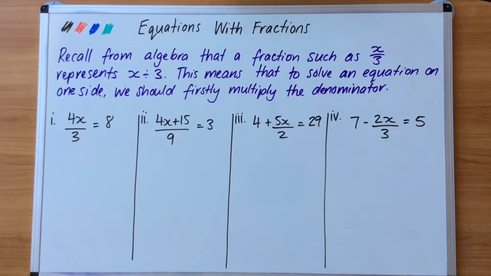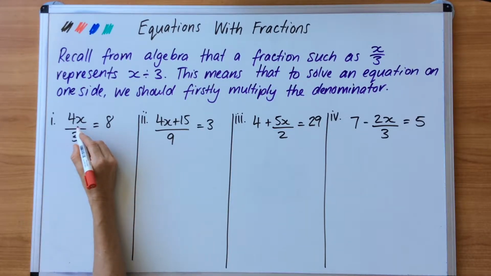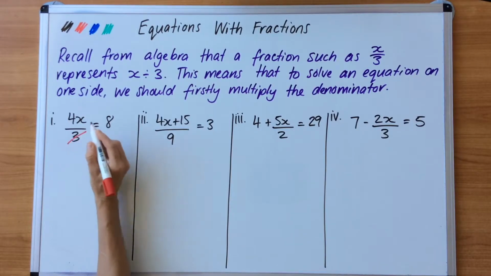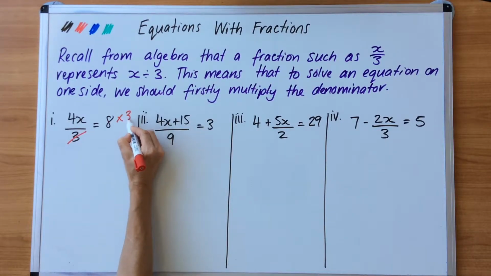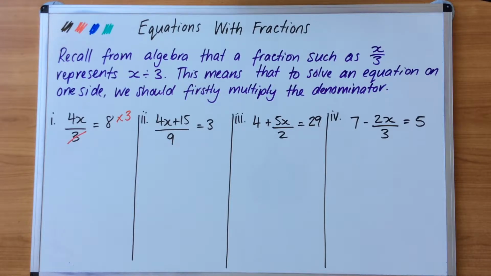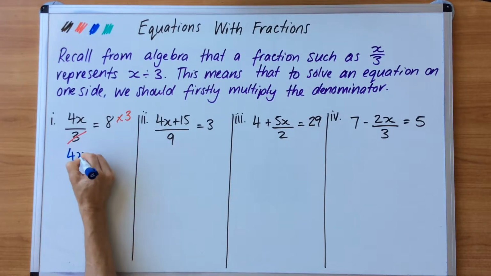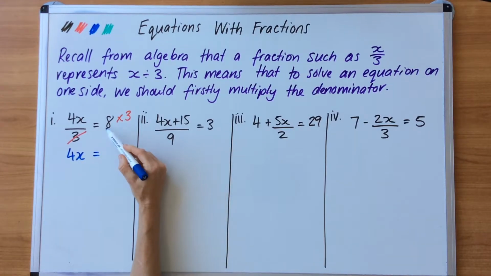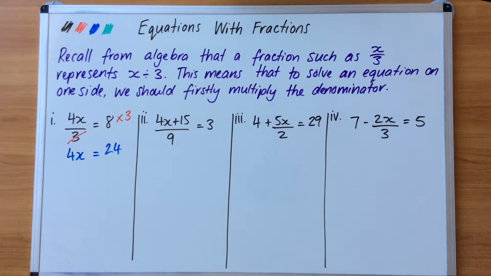It says 4x divided by 3 equals 8. So what we need to do is look at the fact that this is a division and the opposite of division is multiplication. So I cross out the denominator and give it to the other side. And from there, what we do is drop down the 4x because we haven't used it yet, and we solve the 8 times 3. And that gives us 24.